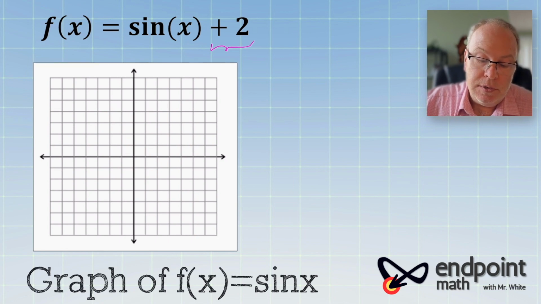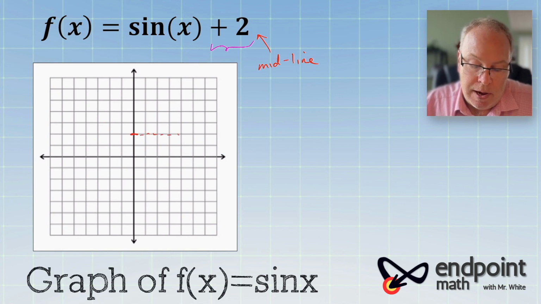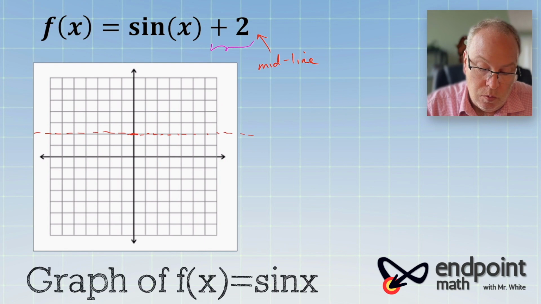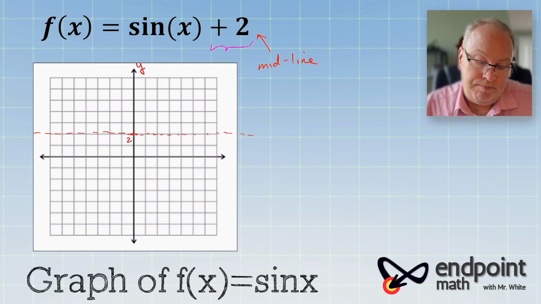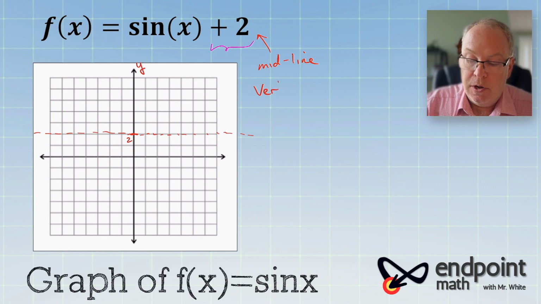This is called, some teachers call this the midline. It's the middle of the graph. So go up to 2 on your graph paper and draw a dotted line, literally to help center yourself. So you're nicely centered on 2. Y equals 2. So it's a vertical shift. Let's write that down. Vertical shift by 2.